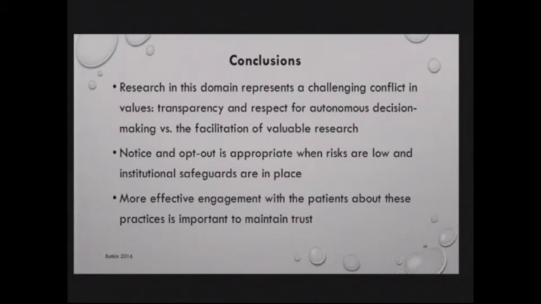So I think research in this domain represents a challenging conflict. Transparency and respect for autonomous decision-making is in some conflict with the facilitation of valuable research as we pull data out of the clinical enterprise. I think notice and opt-out is appropriate when the risks are low and institutional safeguards are in place, applicable in many circumstances, and some of the boundaries we might talk about later in the other session. More effective engagement with patients about these practices, I think, is essential to maintain trust. Folks have to be better informed about how we're approaching these issues, and choice then also a serious consideration in many contexts. Thank you.